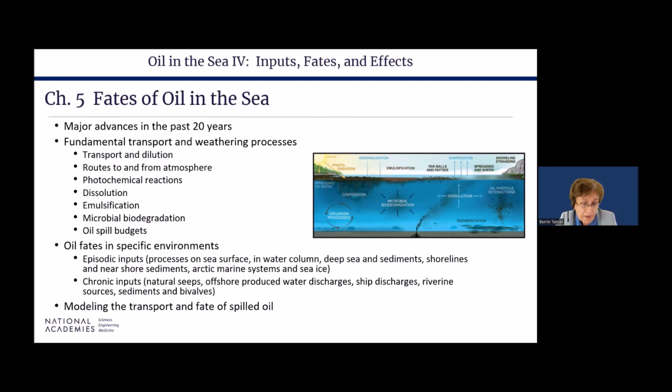goes into detail of the fate of oil in view of the processes on the sea surface, in the water column, deep sea and sediments, shorelines and near shore sediments, as well as Arctic marine systems and sea ice in detail. For chronic inputs, the discussion includes the fate of oil from natural seeps, offshore produced water discharges, ship discharges, riverine sources, sediments, and bivalves. This chapter also includes modeling of the transport and fate of spilled oil. As you can see, it's a very extensive, very big chapter in the document.